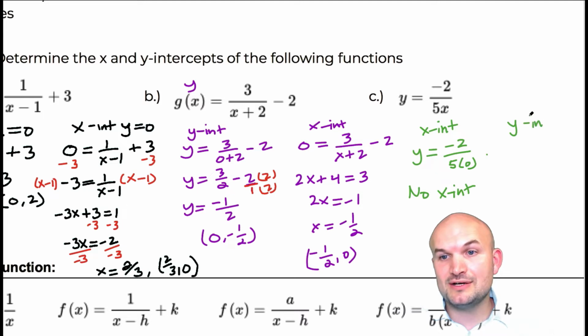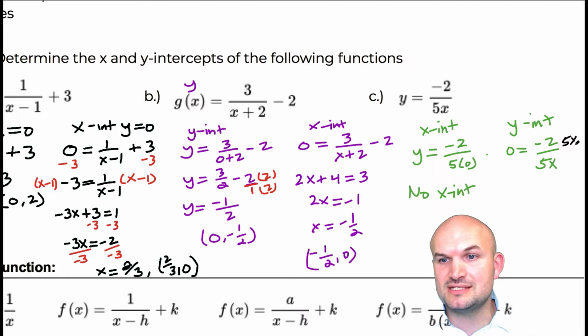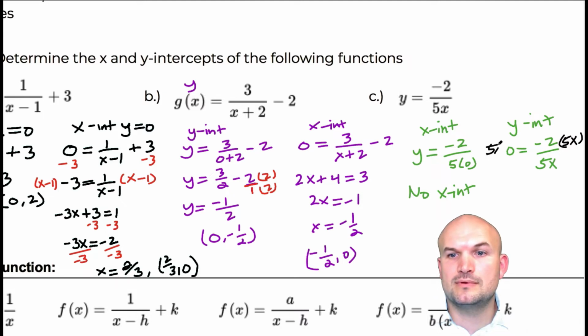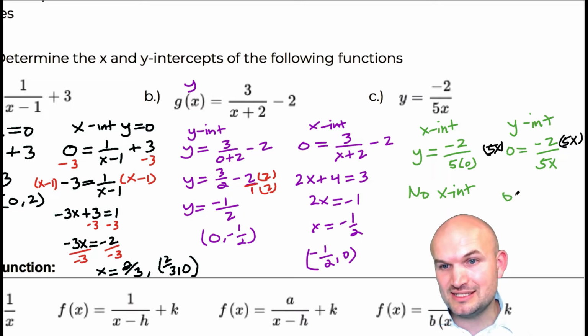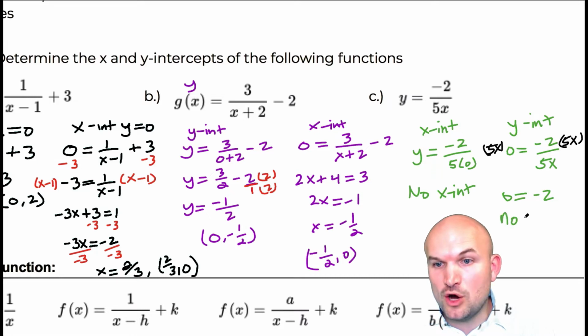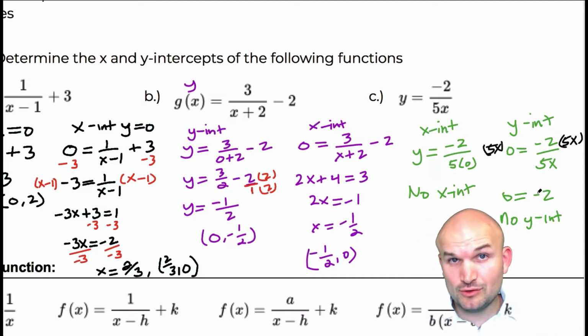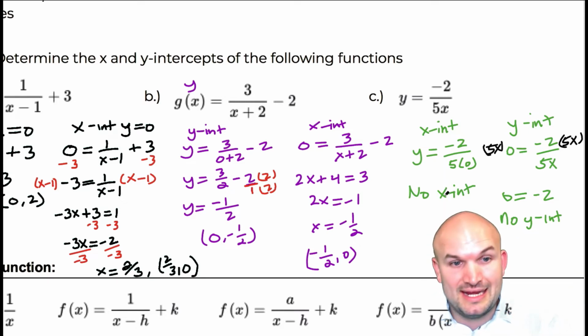And then when I do the y-intercept, I put 0 is equal to negative 2 over 5x. And again, to get the x off the denominator, I'm going to multiply by 5x on both sides. And again, I get an equation that doesn't make any sense. I get 0 is equal to negative 2, which is not true. So therefore, there's no y-intercept here. So that can happen when we're dealing with rational equations and graphing them: it's possible that you're not going to have a y-intercept or an x-intercept.